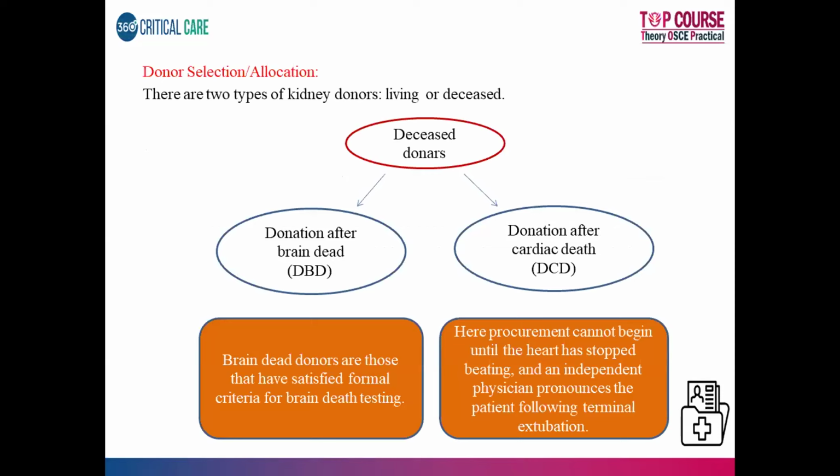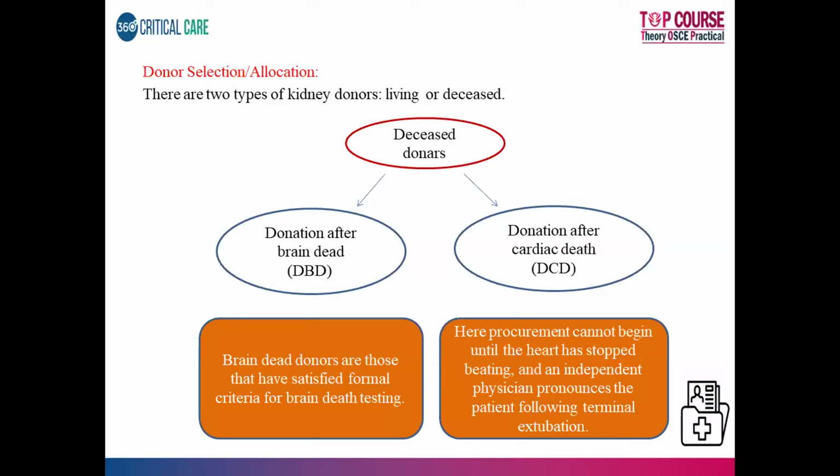So next we have to do donor selection or allocation. So how do you select these donors for kidney transplant? So there are two types of kidney donors. One is living and the other is the deceased. So first we will deal with the deceased donors. These deceased donors can be obtained after donation after brain death or donation after cardiac death. So DBD and DCD.